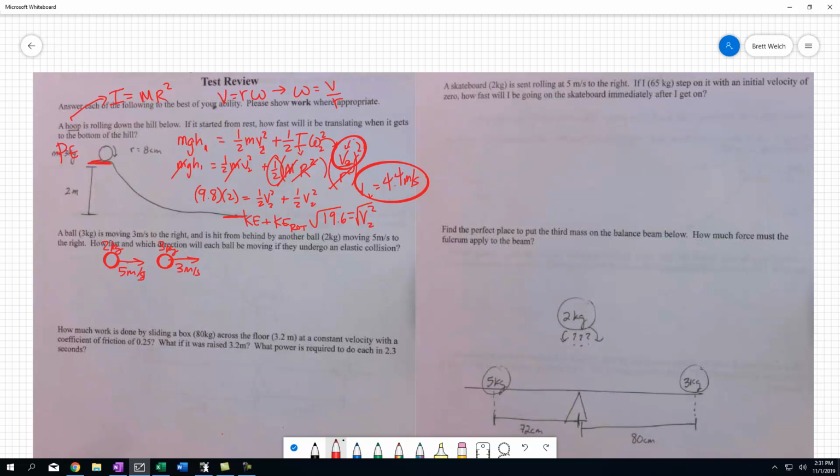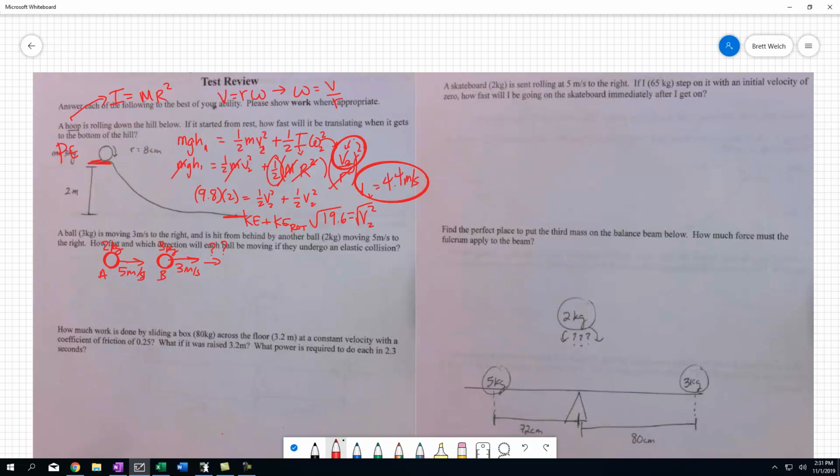After they hit, we'll call this object A and object B. Afterwards, we want to know how fast are each of the objects going. Okay? Are they both going to the right? Is one going to the left and one going to the right? What happens in terms of all of that?